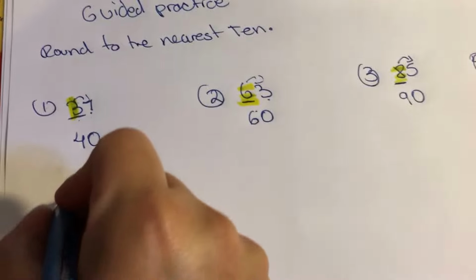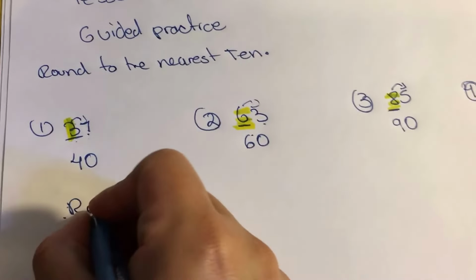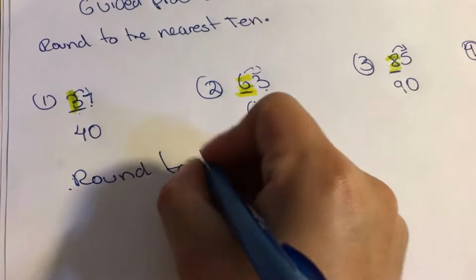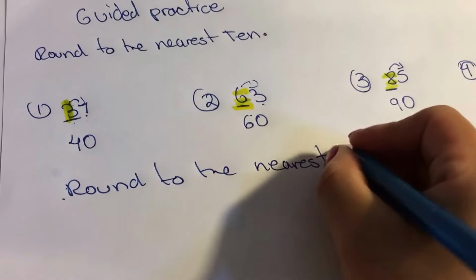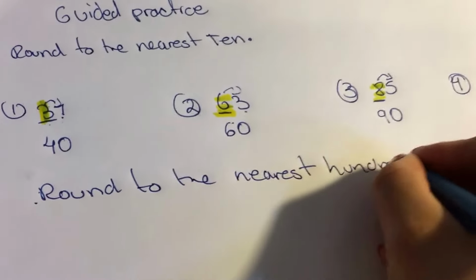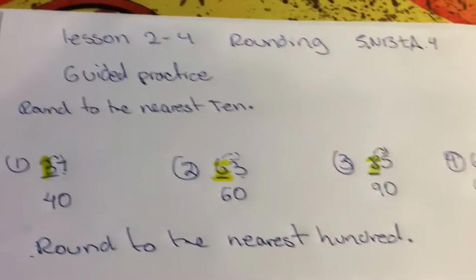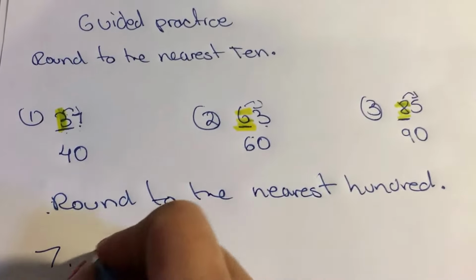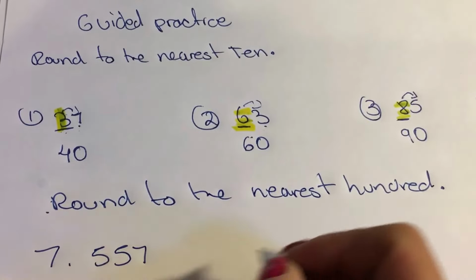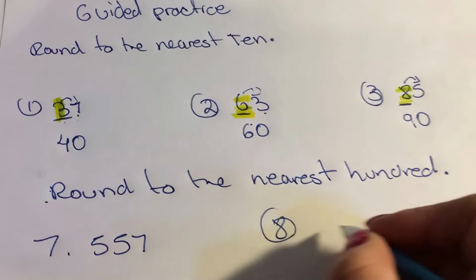Okay, the next one is round to the nearest hundred. I'm only going to do a few problems with this. I will only do 7, 8, 9.